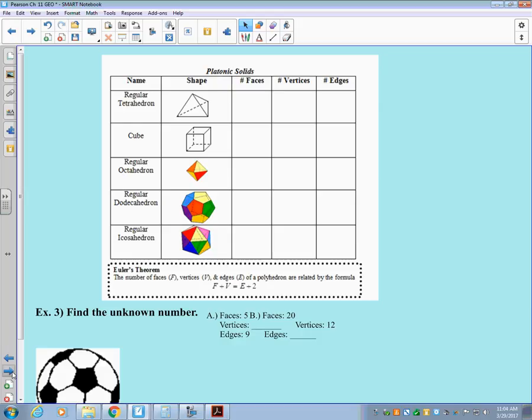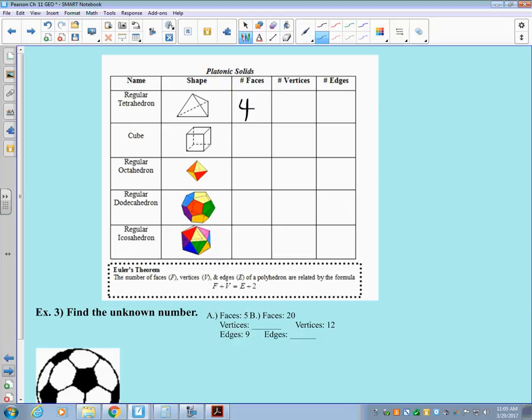So a regular tetrahedron has this kind of shape here. It is regular, so all those triangle faces have the same measure. All those triangles are congruent. So there are 1, 2, 3, and then the bottom, which is 4 triangles. So the number of faces is 4.